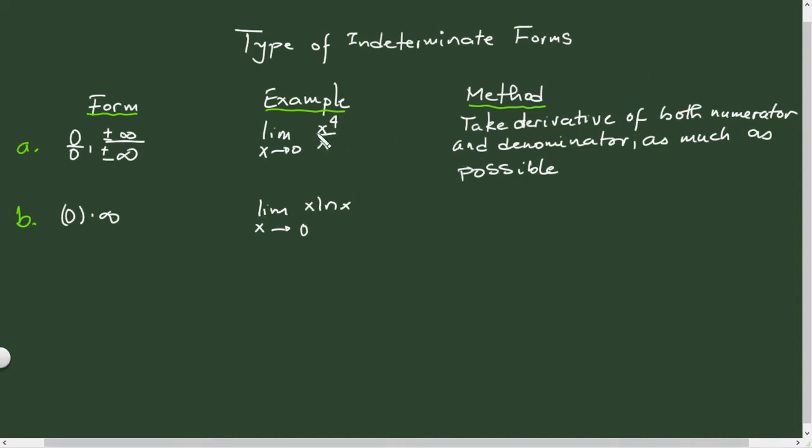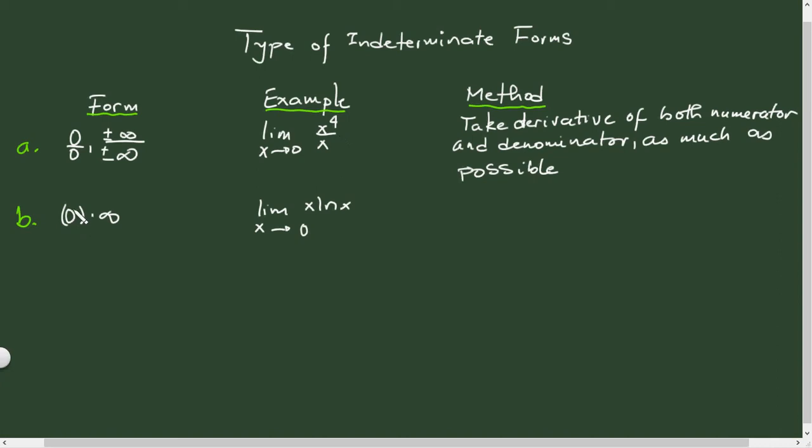As you can see, if you plug 0 into x to the 4, you're going to have 0, and if you plug 0 into the x in the denominator, you're going to have 0. So you're certainly going to have 0 over 0, so you have to take the derivative. The first derivative gives 4x to the power 3, divided by 1, and then the denominator disappears. Therefore, you can apply the limit, and it's going to give you 0.